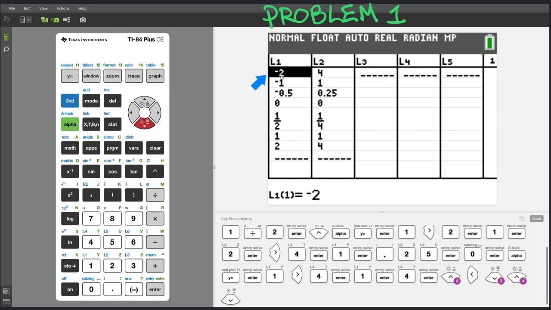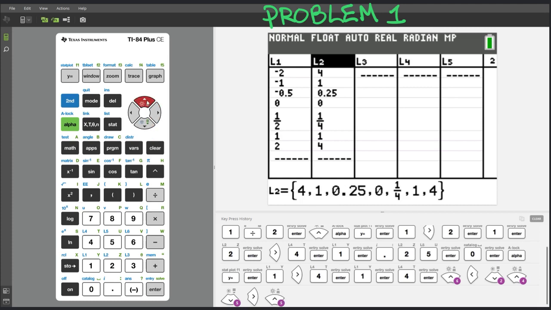So let's just look at these here, -2 and 4. How do we get from -2 to 4? Well, we could either add 6 or multiply -2 times -2. Two basic operations. How do we get from -1 to 1? Well, again, we could multiply by -1 or we could add 2. Notice in both of those, in the multiplication process, we multiplied by its own number. So 0 times 0 is 0, 1/2 times 1/2 is 1/4. And so L2 is simply list 1 squared.